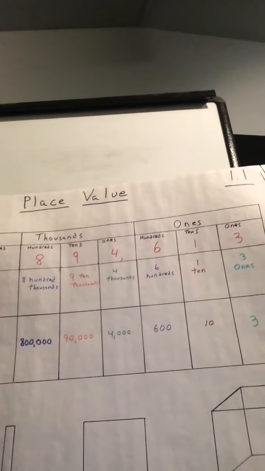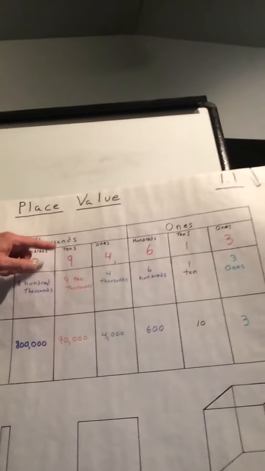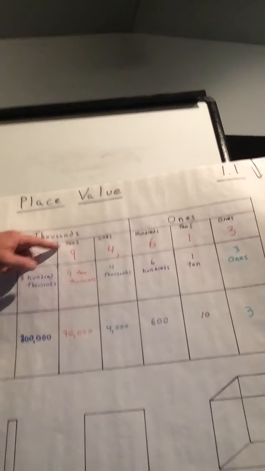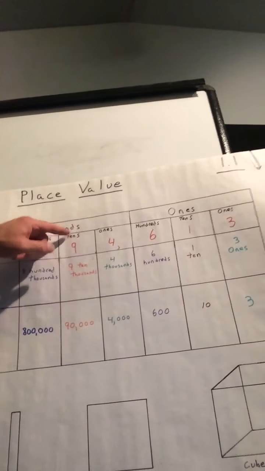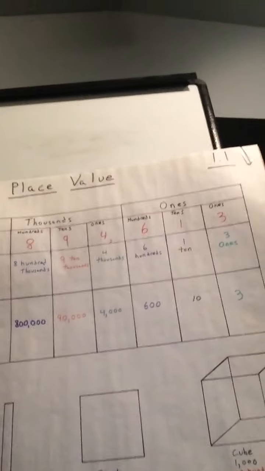So in this problem, we wanted to figure out the value of the 9. Well, the 9 is in the thousands period. It's in the 10,000s place. So 9 times 10,000, 90,000.